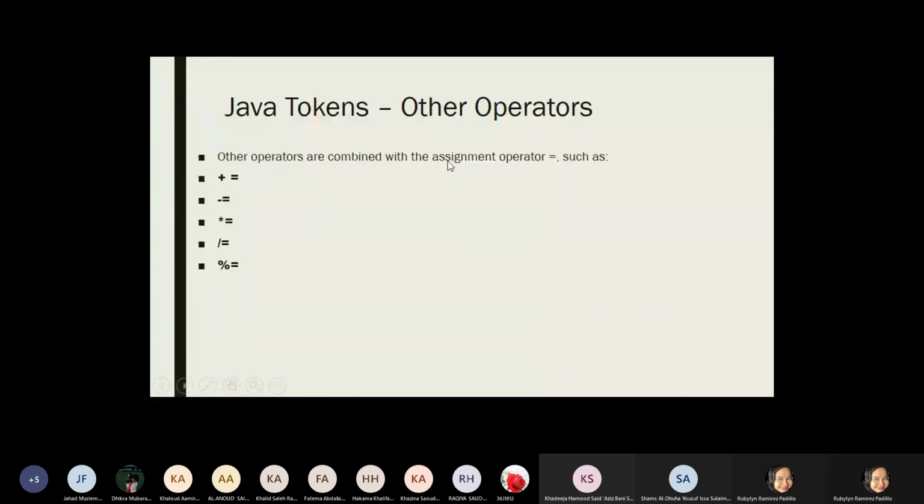And there are combined or assignment operators also, other operators, assignment operators such as the equal sign. We have plus equal, minus equal, multiply equal, slash equal. This is together with the arithmetic operator. The assignment operator equal, together with the arithmetic operator.